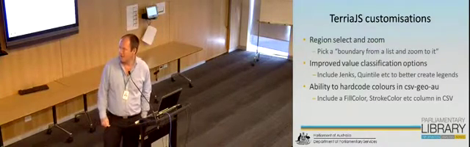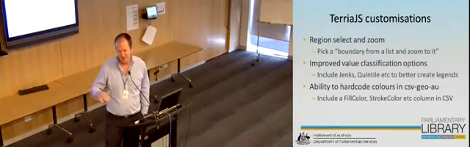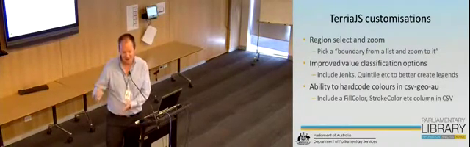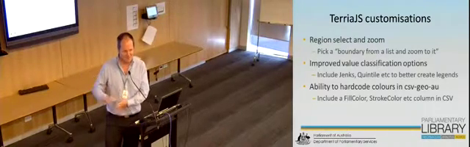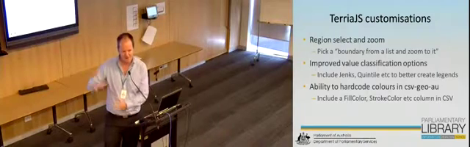Some of the value classification options: we identified that if you're mapping statistical data and there happens to be an SA2 with 100%, it makes it very hard to pick the sort of 29 from the 35% values.